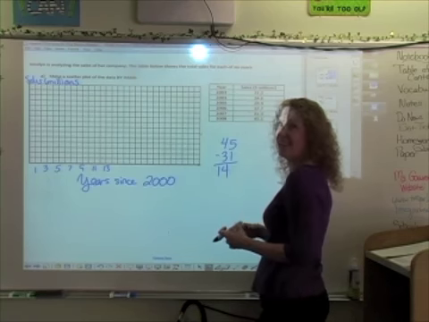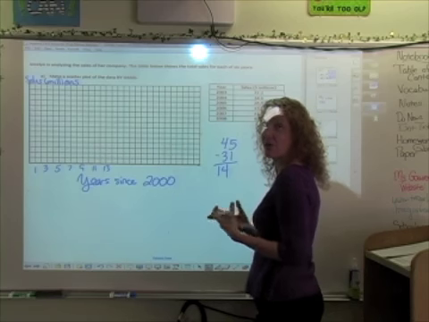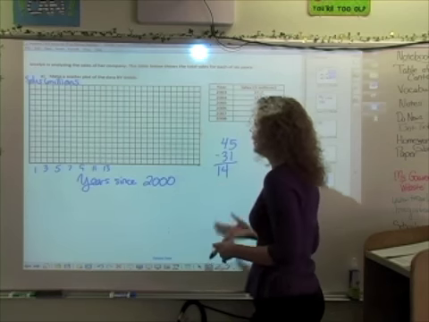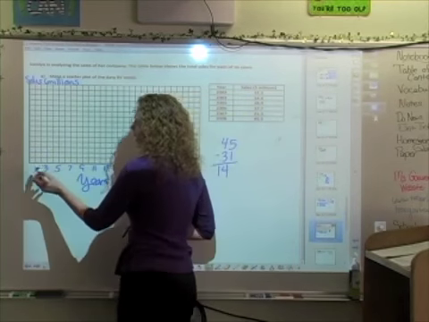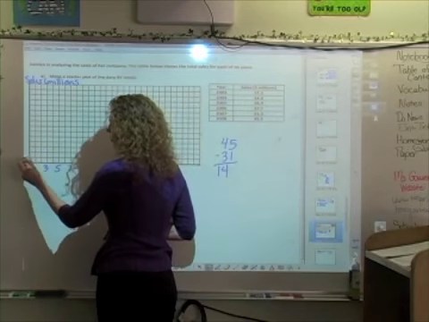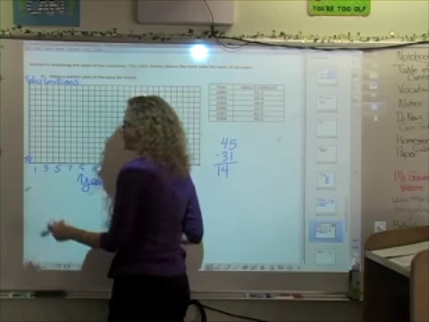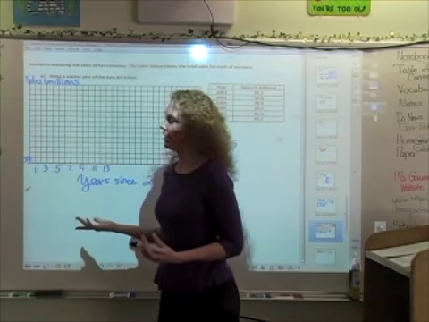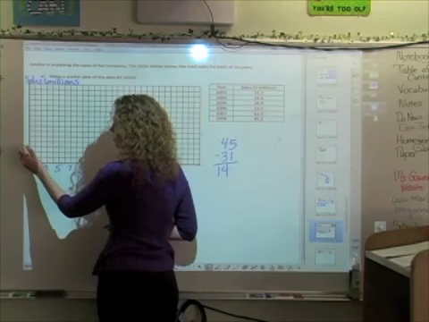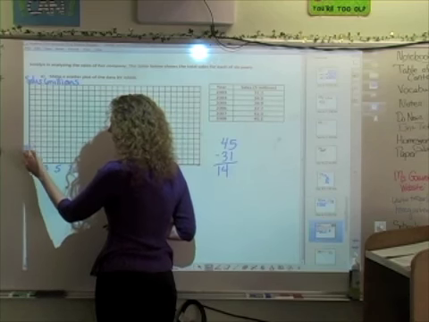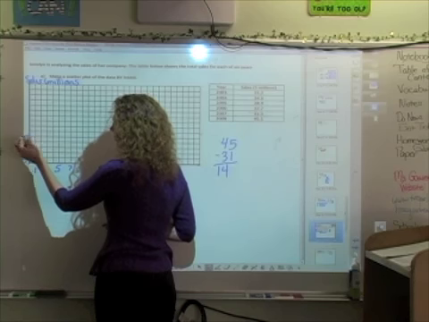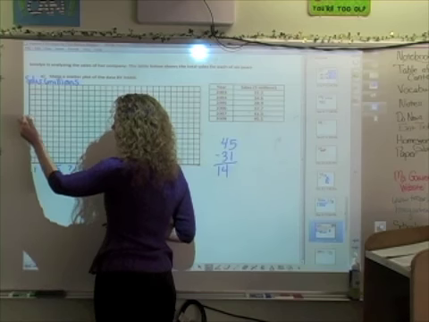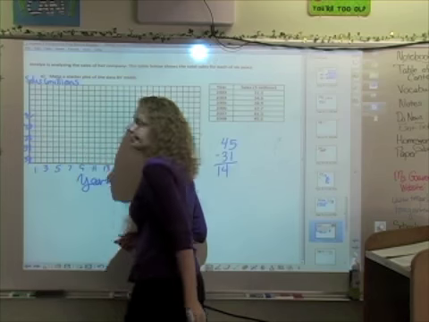Since that is too close, maybe I'm going to go by 2s instead. So we'll start at 30, and since I'm starting at 30, I'm going to put a break. If I didn't put a break, that means that every unit goes up by 30, but I want to go up by 2. So 30, 32, 34, 36, 38, 40, 42, 44, and 46.